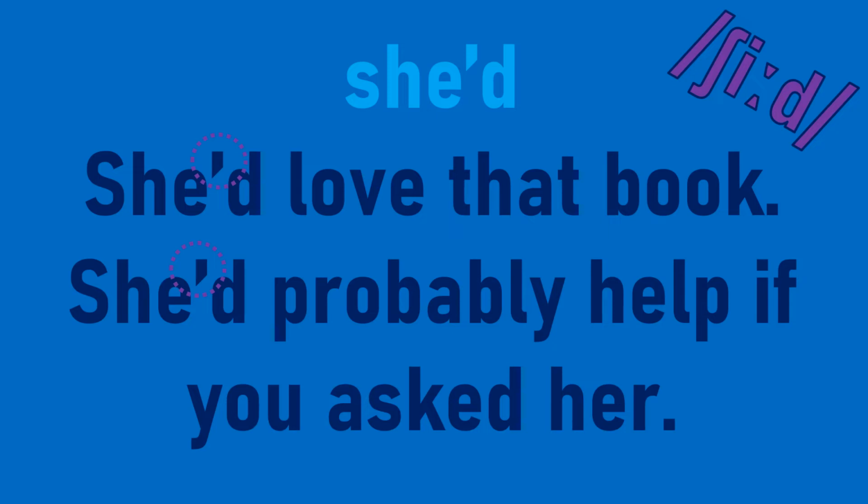Now, maybe you noticed that with the flow of that sentence, we've got a little bit of extra stuff going on that we can think about. So help ends in that consonant sound, the p, and then we've got a vowel immediately afterwards, and therefore we can sort of allow it to glide or smoothly move across. Help if. She'd probably help if you asked her.